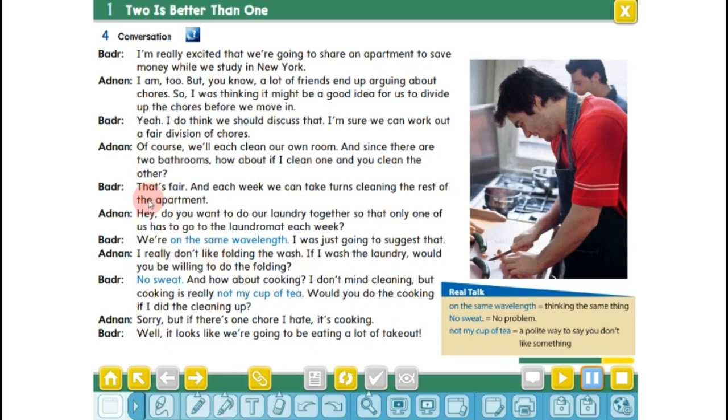Okay. That's fair. And each week we can take turns cleaning the rest of the apartment. Take turns معناها يتناوب الأدوار في تنظيف باقي الشقة. Do you want to do the laundry together? Laundry يا شباب اللي هو الغسيل معا, so that only one of us has to go to the laundromat each week. Laundromat معناها المغسلة العامة اللي هي في الشارع.